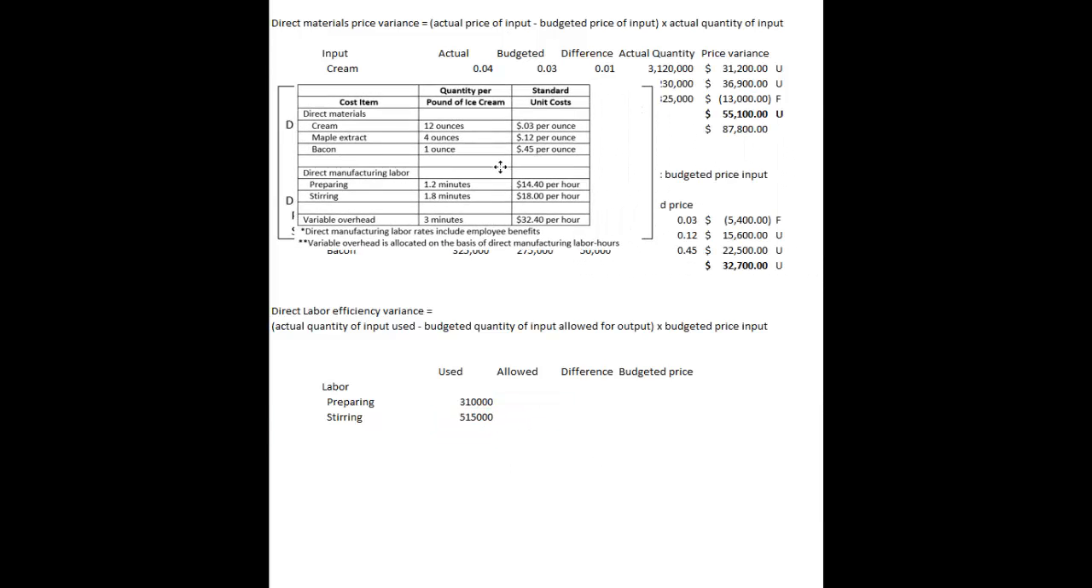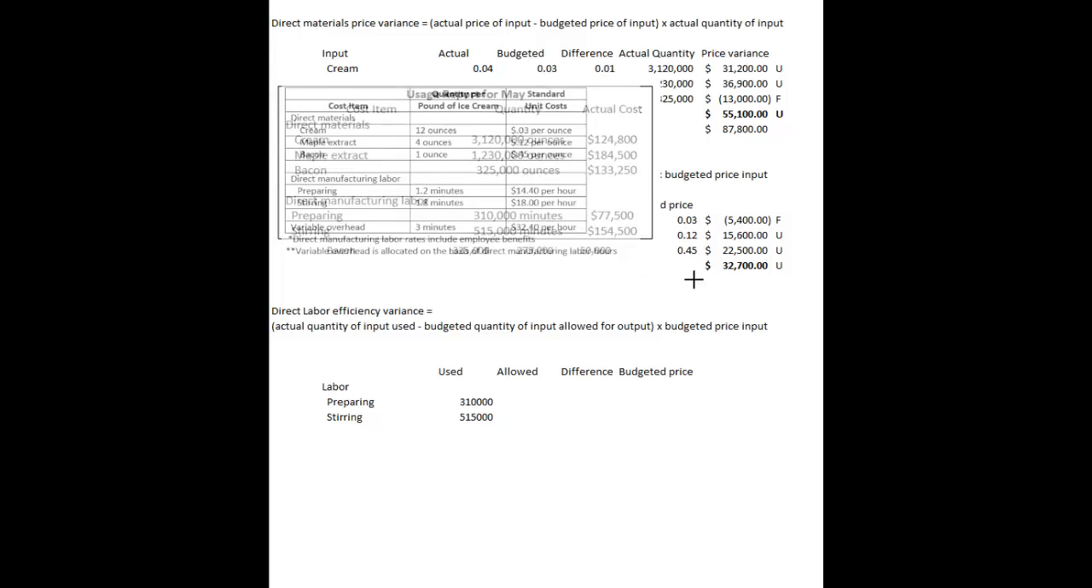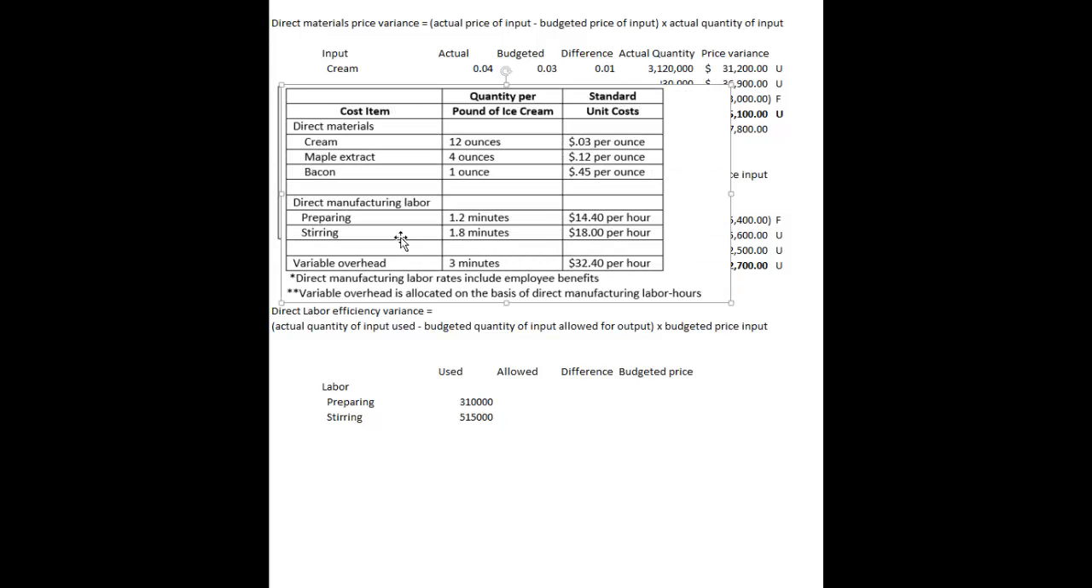That's where you come up with this little standard card here. This tells us what we thought we were going to use. When we were in the preparing department, it was 1.2 minutes per pound of ice cream. And remember, you take that amount times the amount allowed, but how many did we make? 275,000 pounds. We were allowed 330,000 minutes in preparing, and in stirring it's 1.8 minutes. It takes a little bit longer to stir it than it does to prepare it, times the 275,000. Okay, so the difference is the used minus the allowed.